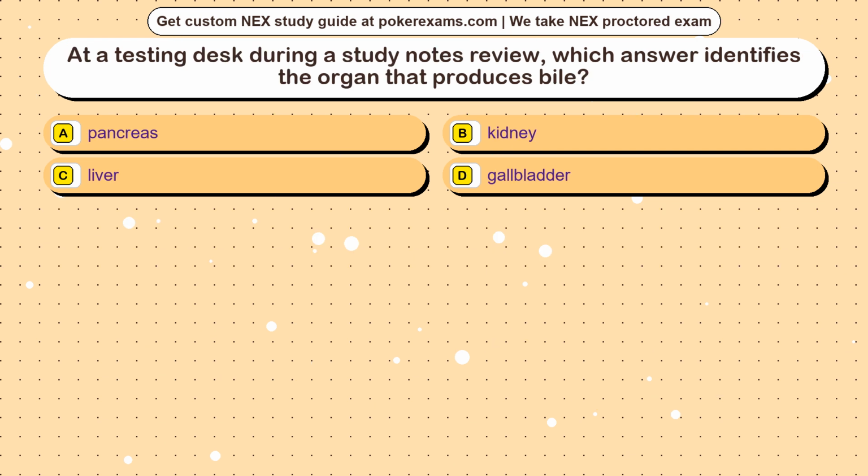Question 23. At a testing desk during a study notes review, which answer identifies the organ that produces bile? Option A, pancreas. Option B, kidney. Option C, liver. Option D, gallbladder.